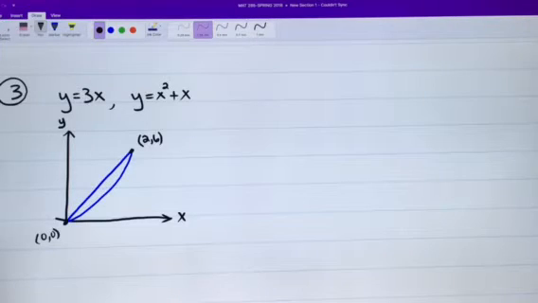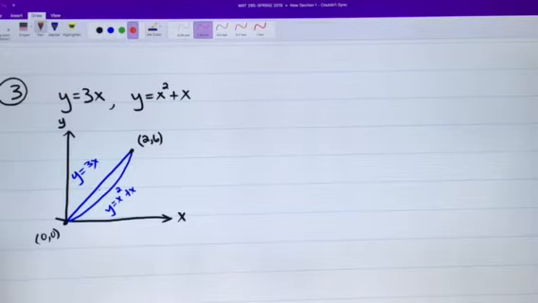Okay, for number 3, we have a linear function with y equals 3x and a quadratic with y equals x squared plus x. The points of intersection will be the origin and (2, 6). And we're going to have y equals 3x above y equals x squared plus x. So in looking at what we have for the area, 3x has to be above x squared plus x.